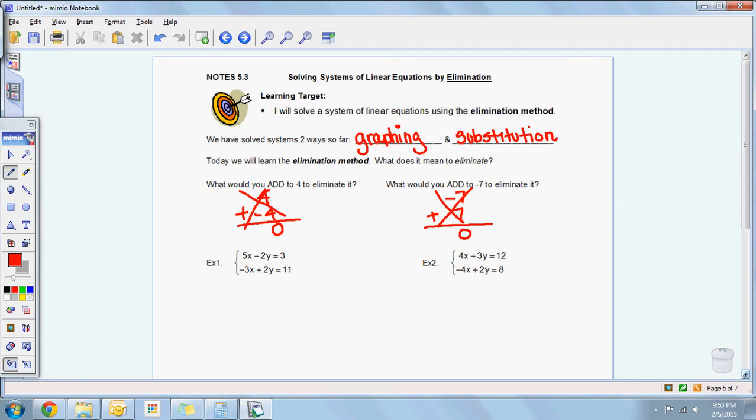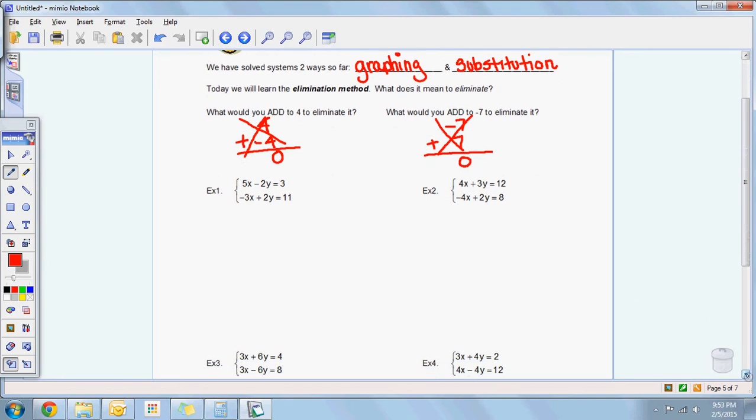So let's look at example 1. We've got a system of equations. The reason you wouldn't use substitution method for this one is because you don't have something that says y equals something. Both of your terms are on the same side of the equation. So for when your systems look like this, it's going to be best to use the elimination method.